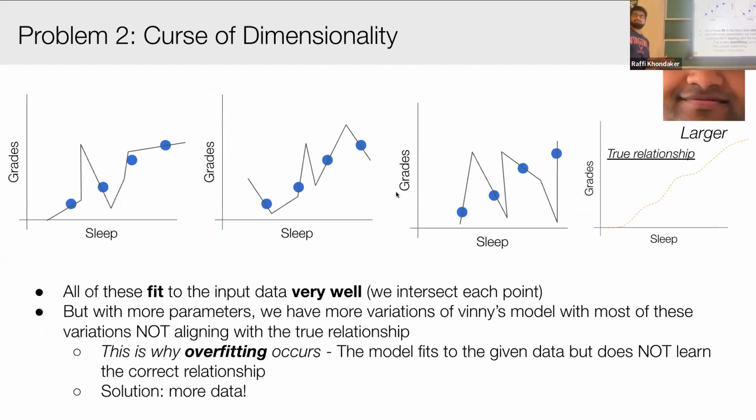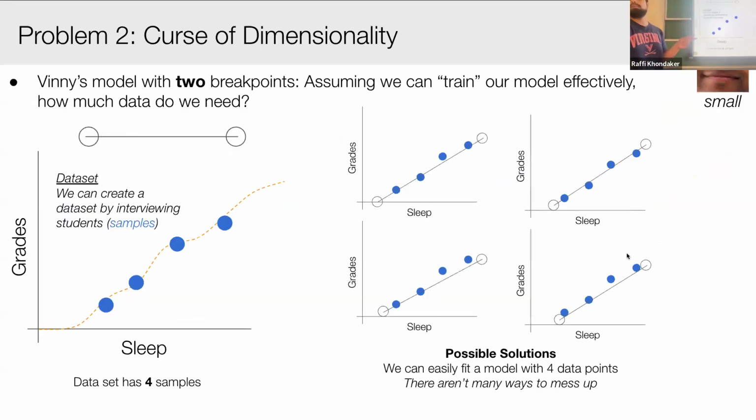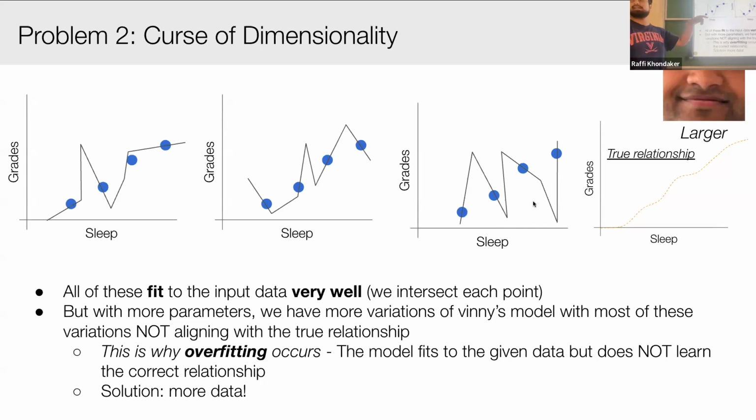Well, now we have a bit of an issue, because each of these Vinny models that have 6 breakpoints, and again, breakpoints are the corners and endpoints, actually intersect the points better than the 2 breakpoint model did. Every single one of these points is being intersected. So again, we fit the data set very well, but you can visually see the model is kind of going crazy. It looks nothing like this true, nice, smooth relationship. Using our lingo, the training loss would be very, very low in this case.